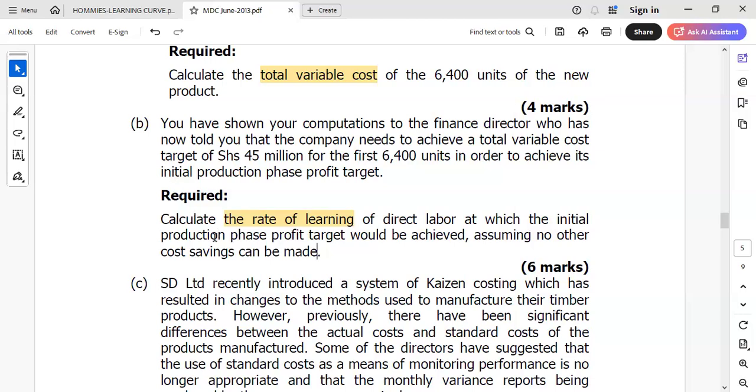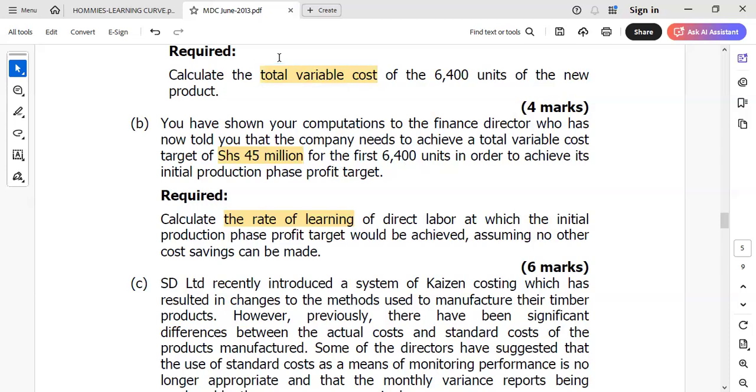What are you given? Here it means that on required part, you're looking for R, the rate of learning. That is R. So you have shown your computations to the finance director, who has now told you that the company needs to achieve a total variable cost target of shillings 45 million for the first 6,400 in order to achieve its initial production phase profit target.